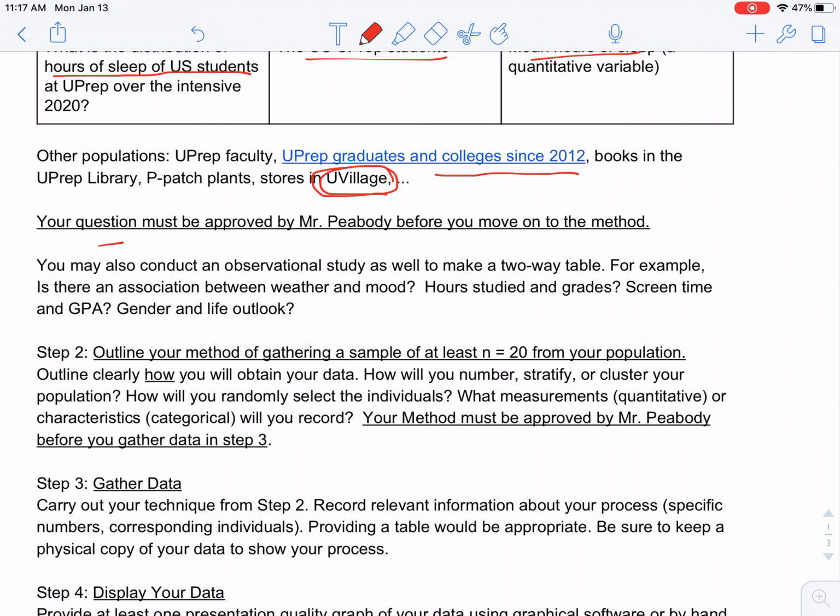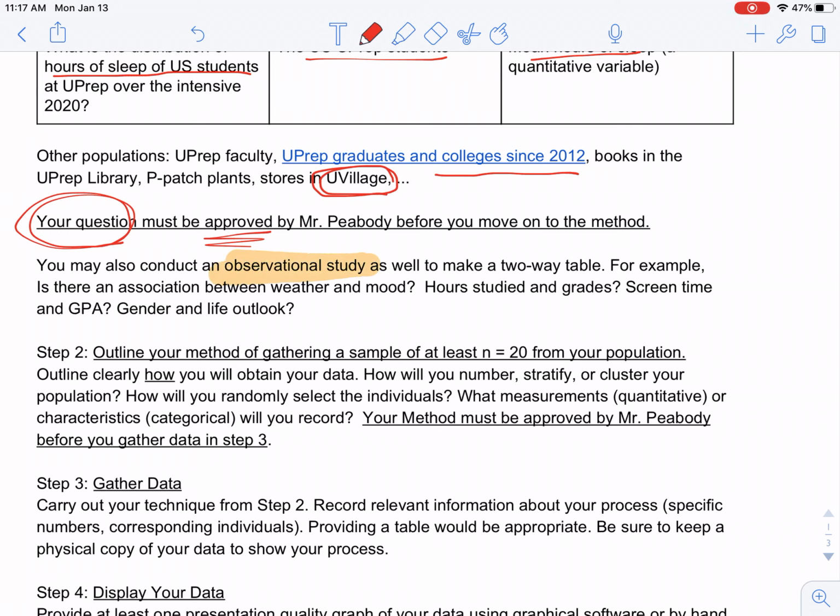So your question, and that's probably where you're going to end right now, is what your question would be when you meet your group members. If you would like to send me what your idea is, I can approve it immediately, and you could get started. Another thing you could do is do an observational study.